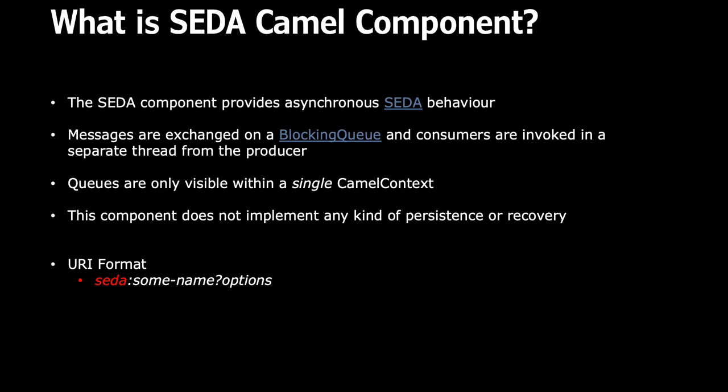The URI format, you know what URI formats are in Camel. Everything is a URI, whether you are using a consumer or defining a producer, everything has to be in a URI format. And the URI format for SEDA is seda colon and some name for that particular consumer or producer endpoint. And there are some options which you can use, and we will take a look at a couple of options over there.